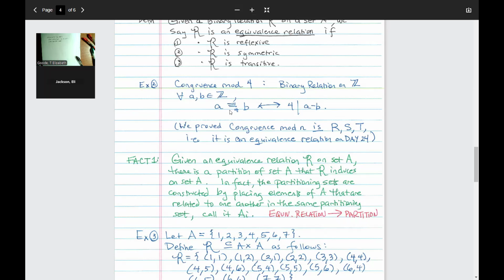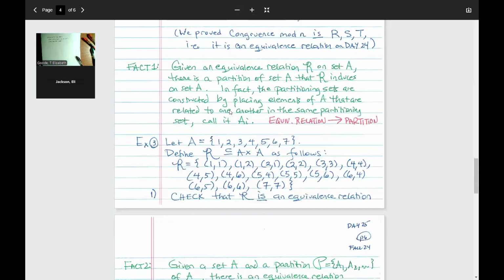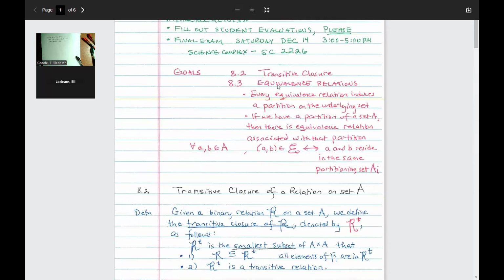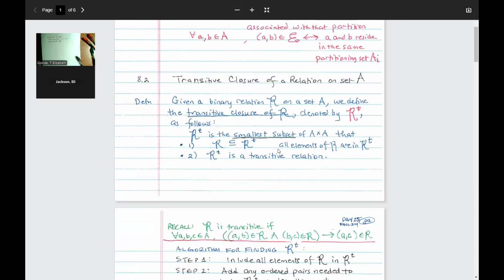And what are we doing in example 3 down there? Here we are milking the 2 facts that were discussed in the goals. If we have an equivalence relation, 2 things happen. Every equivalence relation induces a partition on the underlying set. But the converse of that is if we have a partition of the underlying set, there is an equivalence relation associated with that partition, where we group A and B together in the same subset if they're related by the relation.